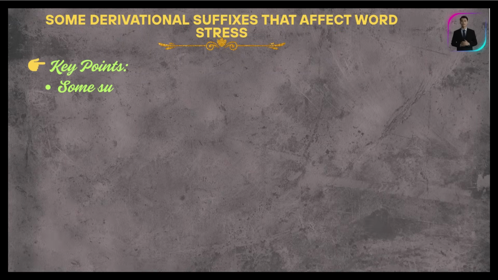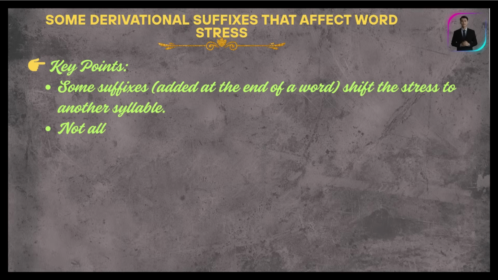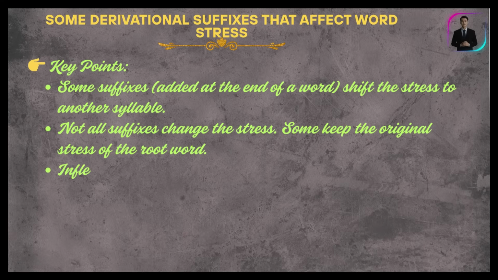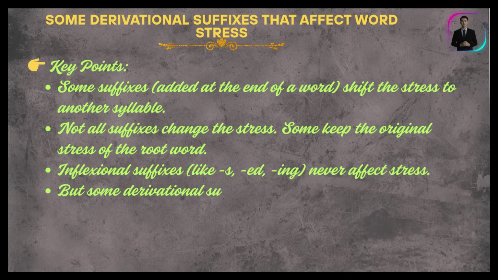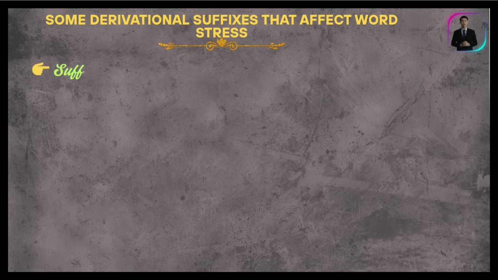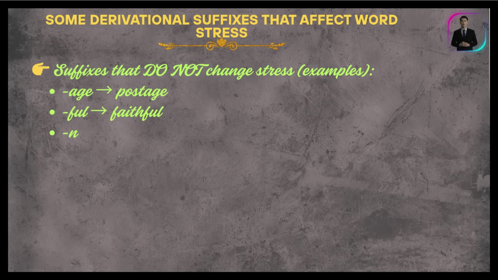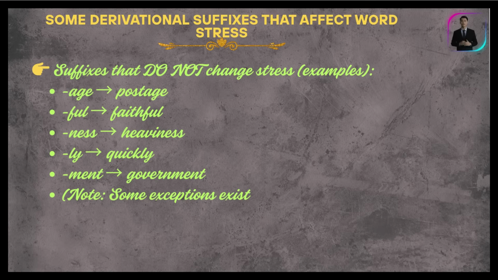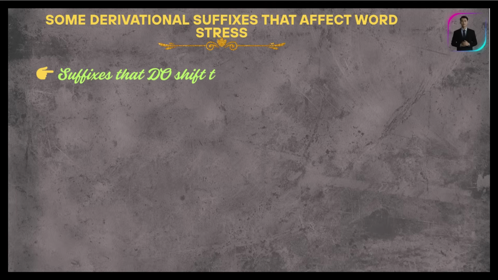Key points. Some suffixes, added at the end of a word, shift the stress to another syllable. Not all suffixes change the stress. Some keep the original stress of the root word. Inflectional suffixes, like -s, -ed, -ing, never affect stress. But some derivational suffixes, like -ee, -ic, -ion, do affect stress. Suffixes that do not change stress. Examples: -age, postage; -ful, faithful; -ness, heaviness; -ly, quickly; -ment, government. Some exceptions exist, like advertisement.